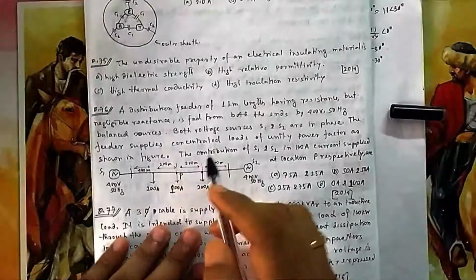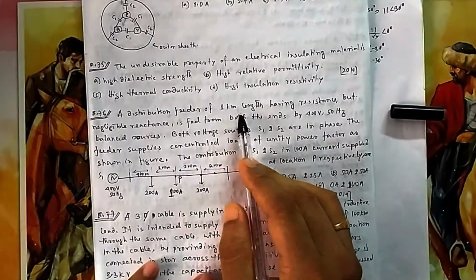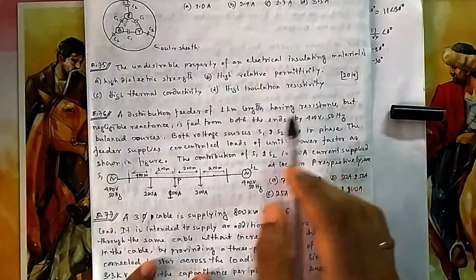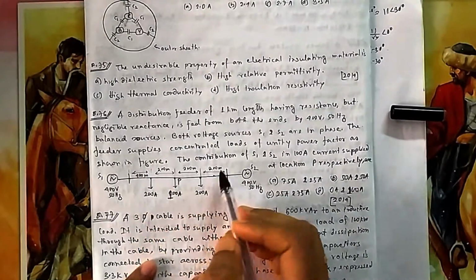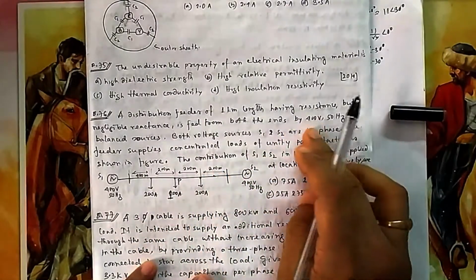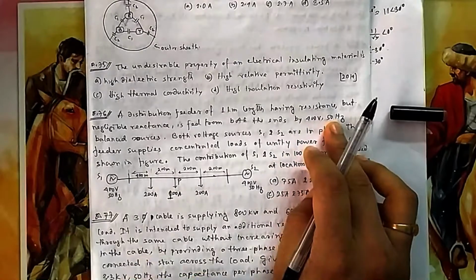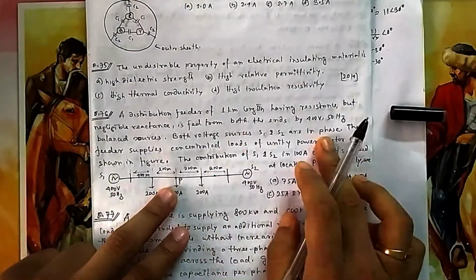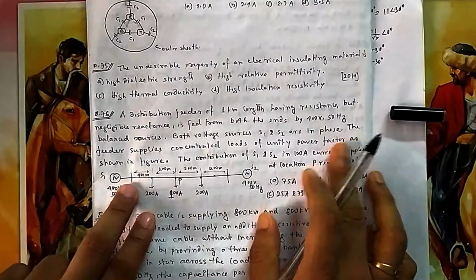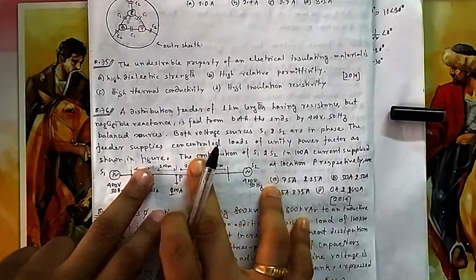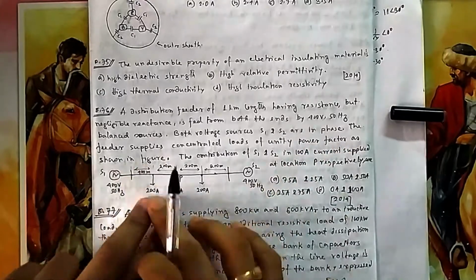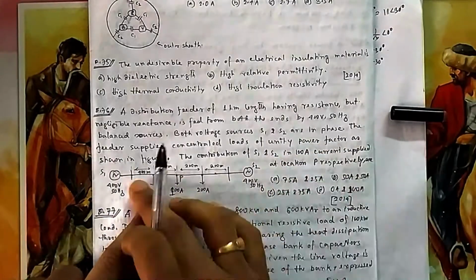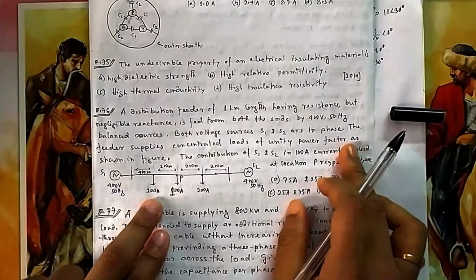Okay, in question number 76, a distribution feeder of 1 kilometer long having resistance but negligible reactance, so reactance you will neglect, is fed from both sides by 400 volt, 50 Hz balanced sources. Both these voltage sources are in phase, there is no phase angle difference. The feeder supplies concentrated loads of unity power factor. So these are all unity power factor loads, so everything is resistive, you consider now.